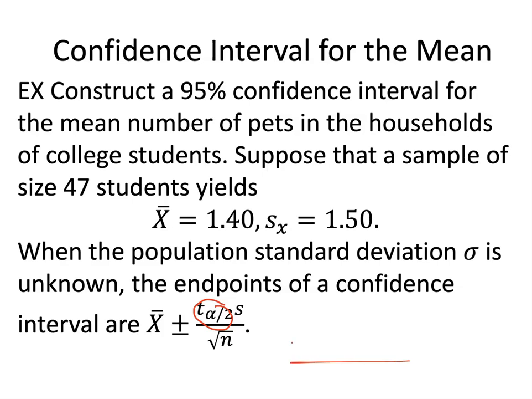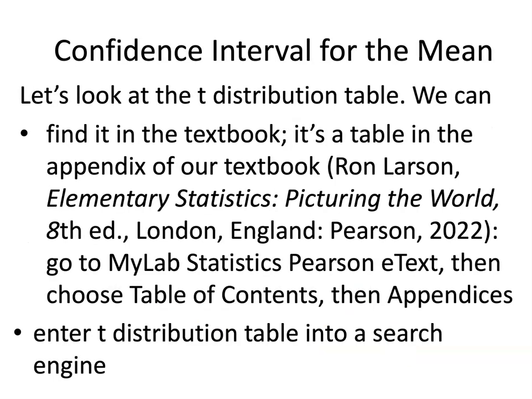The only difference is that the t distribution is a little bit fatter in the tails, so this interval is going to be a little wider than the corresponding 95% confidence interval that would be based on the normal distribution. Okay, so let's look at the t-distribution table.